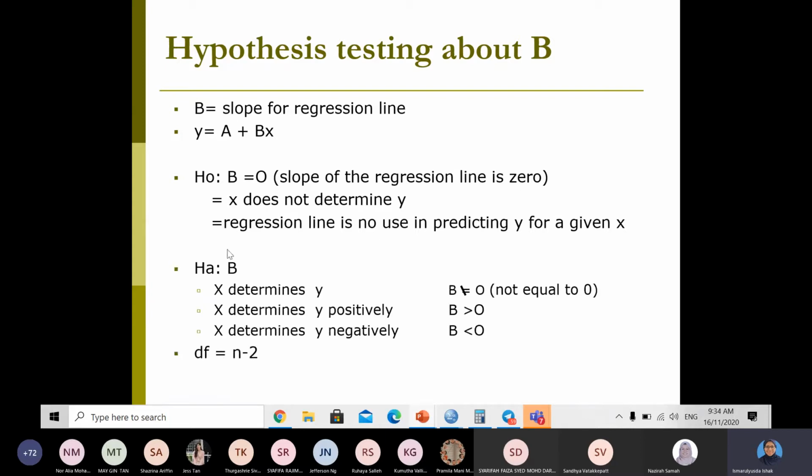For the alternative hypothesis, it can be one of three. Either b not equal to 0, which means you don't know whether it is positive or negative, you just say that x determines y. Or b more than 0, where x determines y positively, or b less than 0, which means x determines y negatively. It can be any of these three alternative hypotheses.